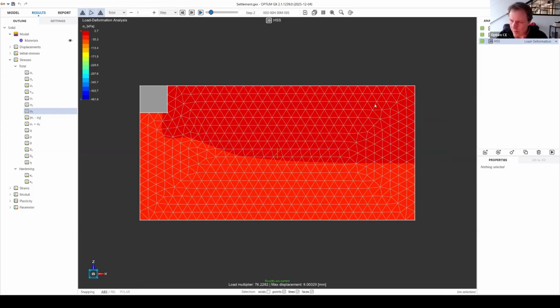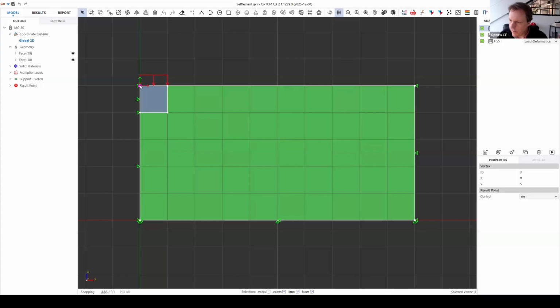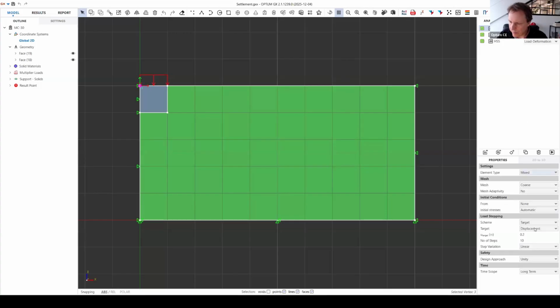But that's the way a load deformation analysis is conducted. You set the relevant analysis type, then you need a result point, and then you need, of course, to specify your target displacement, the number of steps you want to run as well. And then this one, the default is constant, but it should really be linear. You pretty much always want to have smaller steps to start with and then larger ones as you get further up on the load settlement curve.